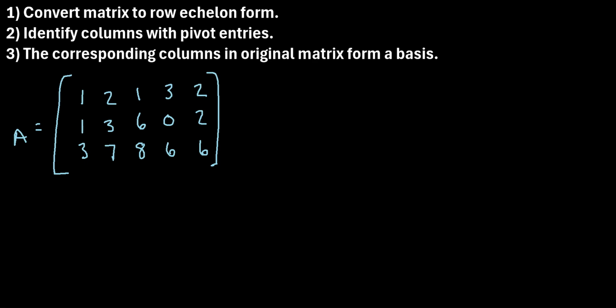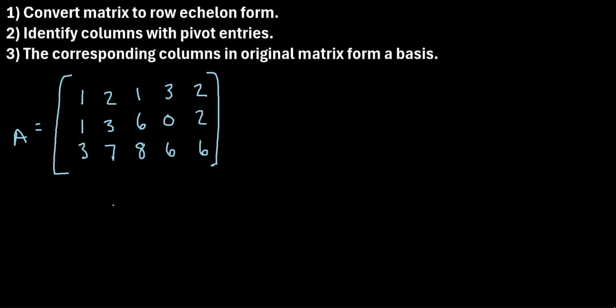In this video, we will talk about how to find a basis for a column space of a matrix. There are 3 steps we need to do. First, we have to convert the matrix to row echelon form. Second, we need to identify the columns with pivot entries once it's in row echelon form. And the last step is that the corresponding columns in the original matrix are the ones that form a basis for the column space. So let's check out an example.